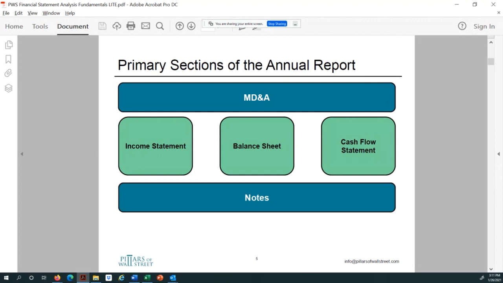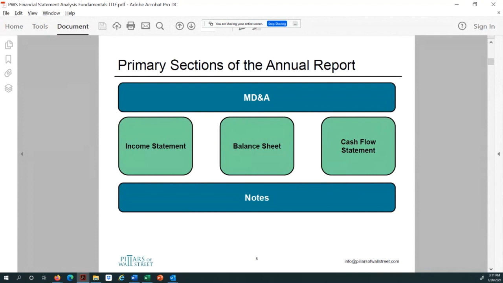What is MD&A? That stands for Management Discussion and Analysis. That's the one section of the report that allows you to understand management's perspective on the business, both historical and potentially the future. The way I look at it, it details the whys behind the numbers. Why is this going up? Why is that going down?